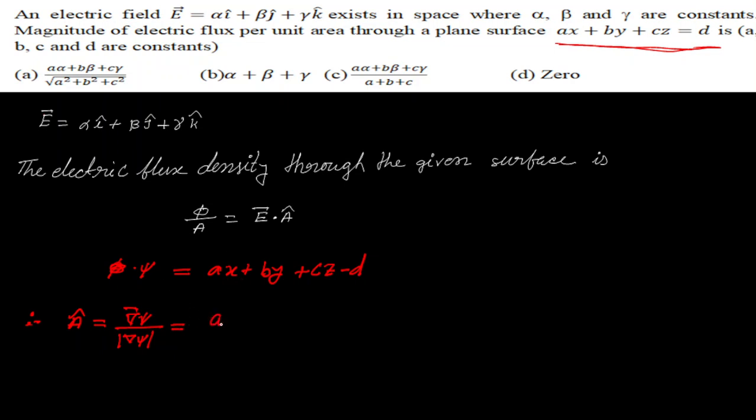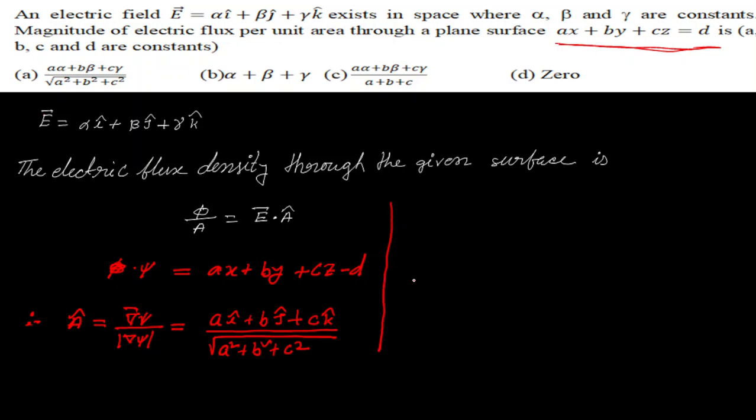When you do this calculation, you will get a i cap plus b j cap plus c k cap. This is the gradient of psi, and then you have to divide it by its magnitude. The magnitude will be the square root of a squared plus b squared plus c squared. So this is the unit area vector associated with the given surface.